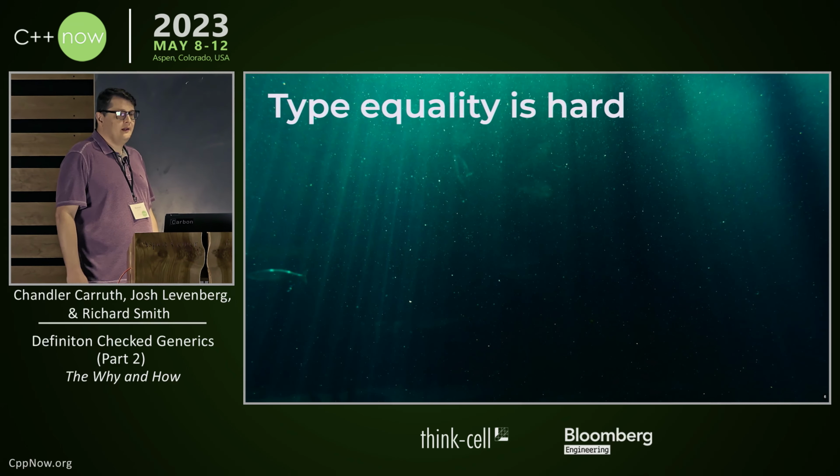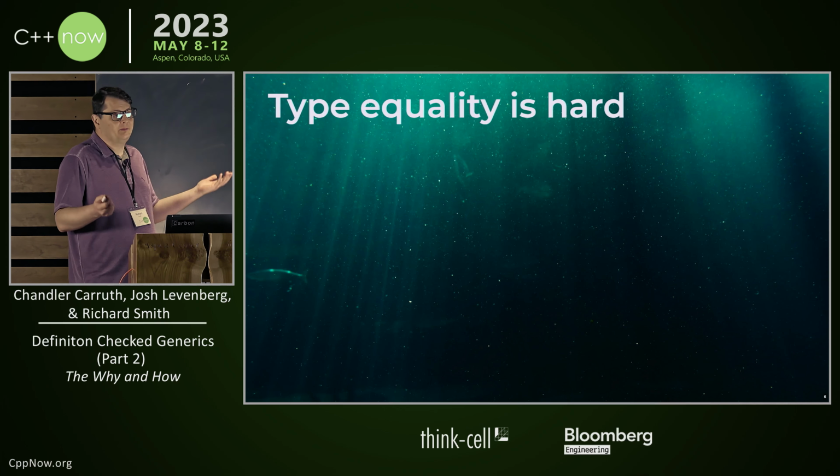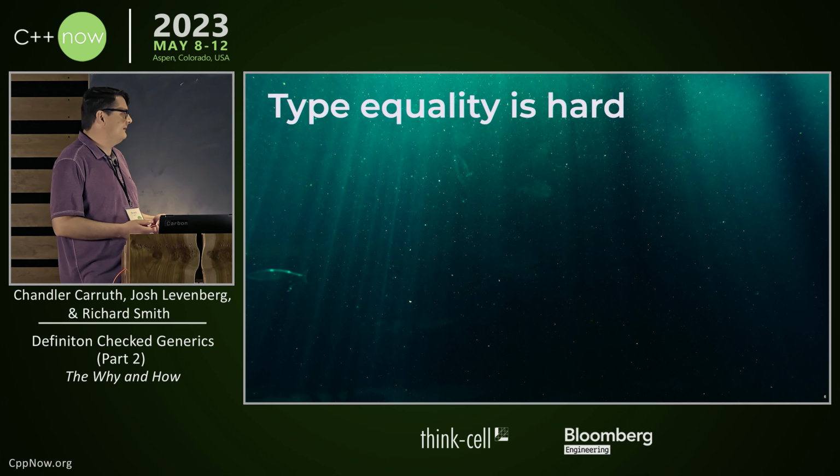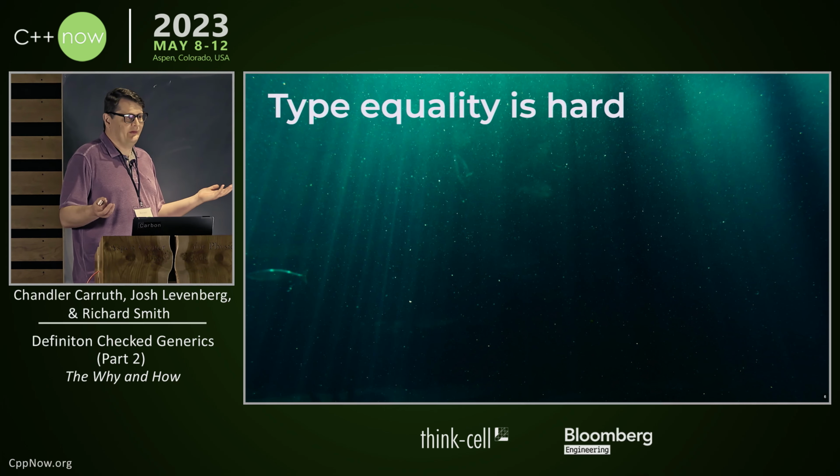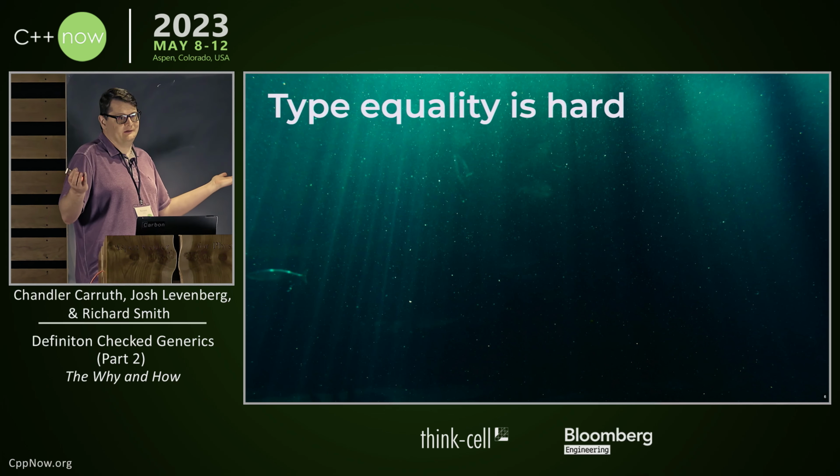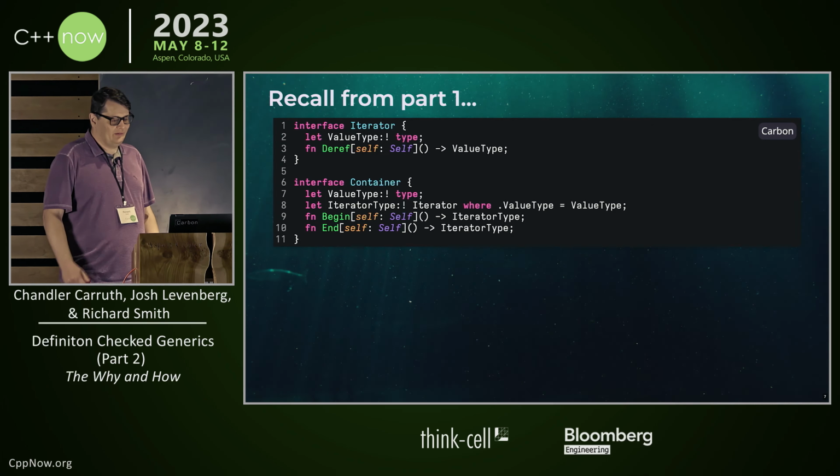So the first problem we're going to talk about is type equality. Type equality in a check generic system is hard, and it sounds like it's probably a very easy problem, because how hard can it be to tell if 2 types are the same? You just look at them, either they're the same or they're not, right? But actually, it's not that easy.